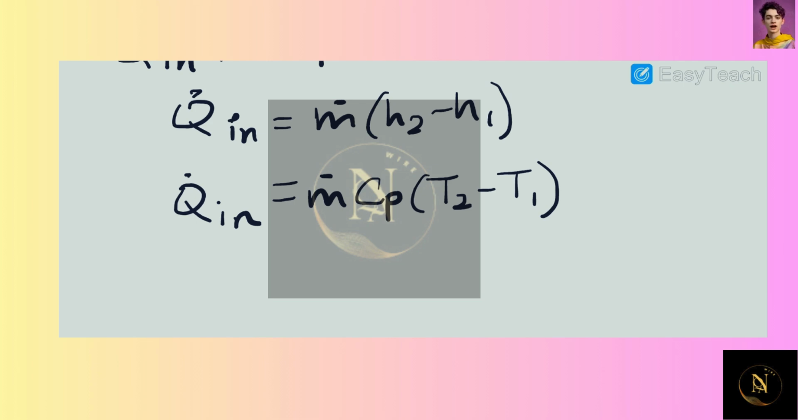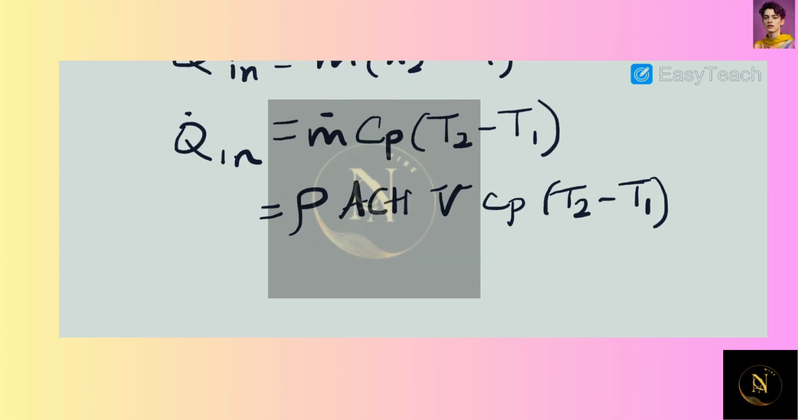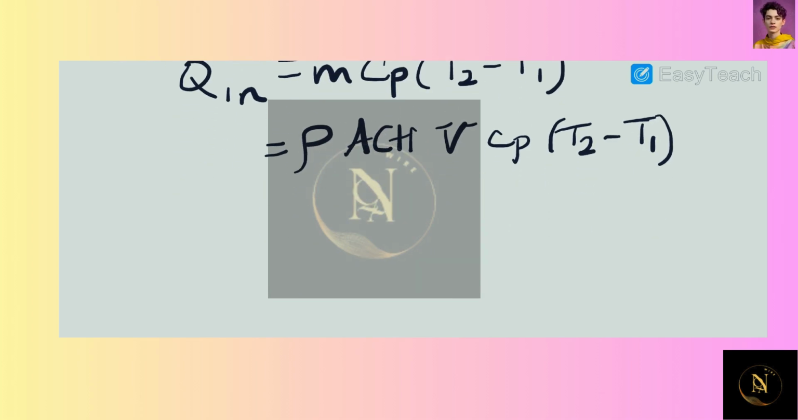Now we can further say that M dot itself is going to be equal to the density of air times the air changes per hour times the volume of the building. So this looks like rho times ACH, the air change, times volume, times Cp (T2 minus T1). Now if we look at the heat infiltration loss ratio, we can say that it's equal to Q dot LA all over Q dot Denver.